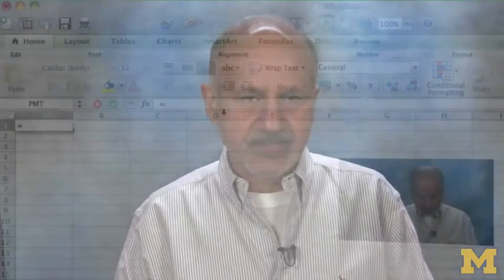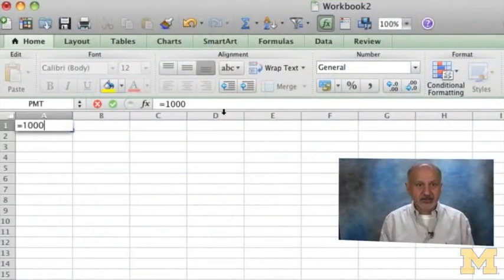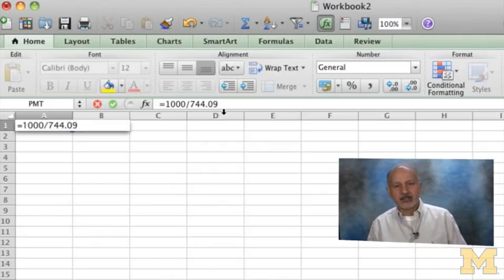Welcome back. So we did some simple examples of the simplest security or bond there is out there, which is a government bond which pays no coupon. And we try to calculate the yield to maturity. Let me tell you a little simple way of doing this. Let's take $1,000 and divide by 744.09. What is this telling me?